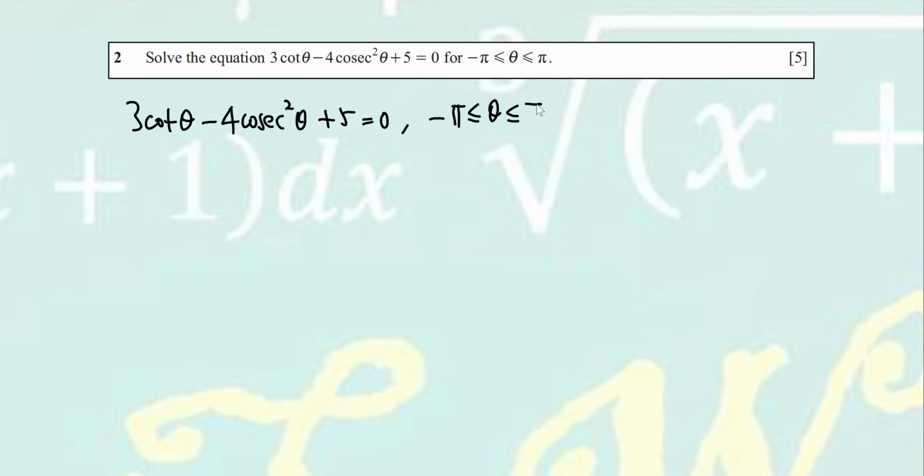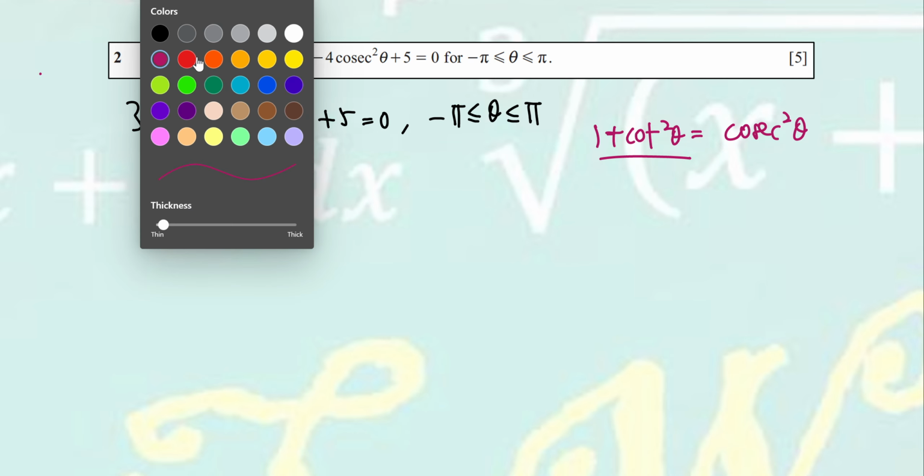Now question number 2, solve the equation 3 cotangent theta minus 4 cosec squared theta plus 5 equals 0 for theta defined from minus pi to pi. Okay, so since we have cosec squared and cot, we are using the formula 1 plus cot squared theta equals cosec squared theta. So I'm going to change this by 1 plus cotangent squared theta.